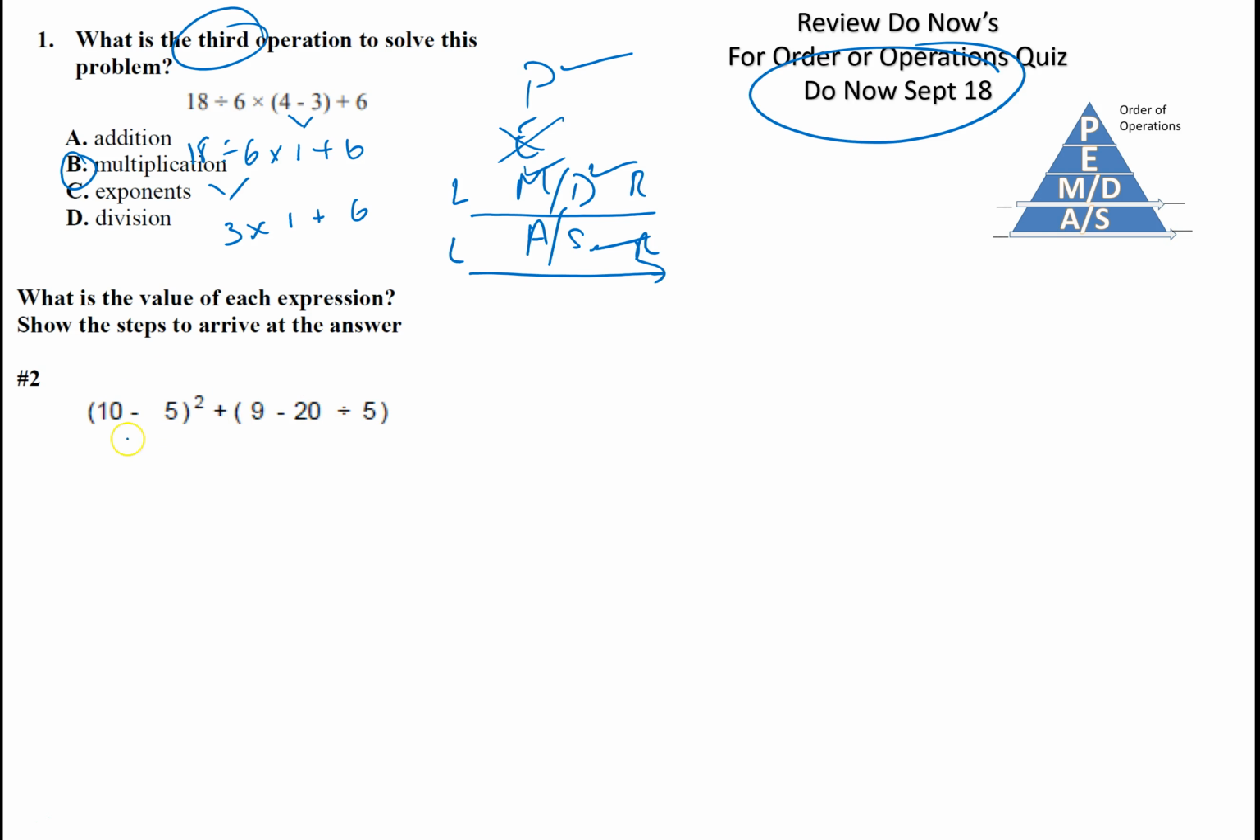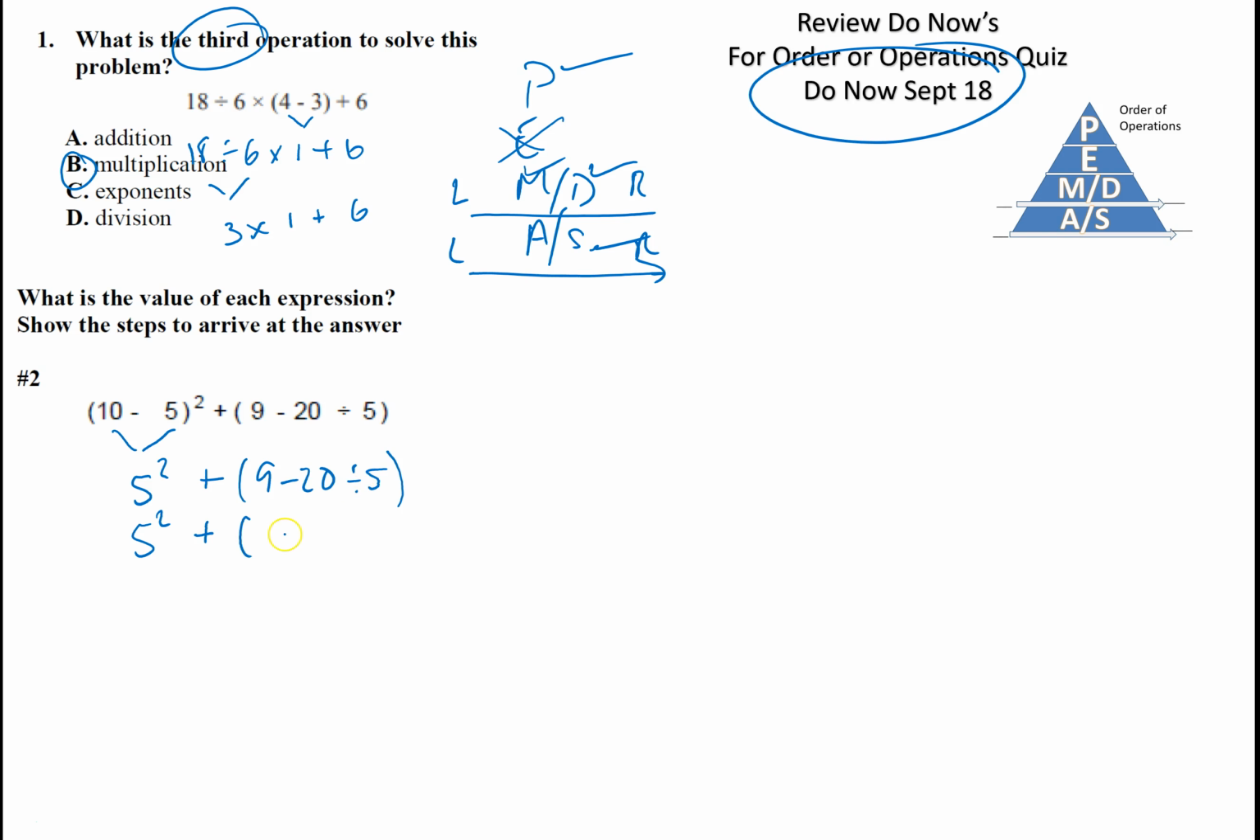So we're going to do our parentheses here. I could have started over here, it doesn't really matter. 10 minus 5 is 5. I'm going to take it to the second power when I'm done. Then I'm going to, well, I'll just wait and do that first. All right. 5 squared, I could do it now, but we'll wait.